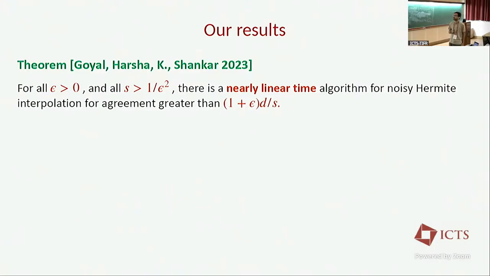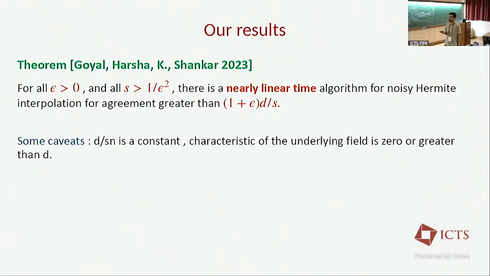Okay. So there's some caveats that I should point out. One is that we need epsilon to be a constant. We need d over sn, the rate of the underlying univariate multiplicity code, to be a constant. The rate issue is also an issue with Aleknovich's result, which is only nearly linear time if the rate is a constant. The other issue is that the characteristic of the underlying field should be sufficiently large. Here also, I think the problem is more fundamental. We don't understand some of these problems when working over fields of small characteristic, even without the nearly linear time aspect of these algorithms.